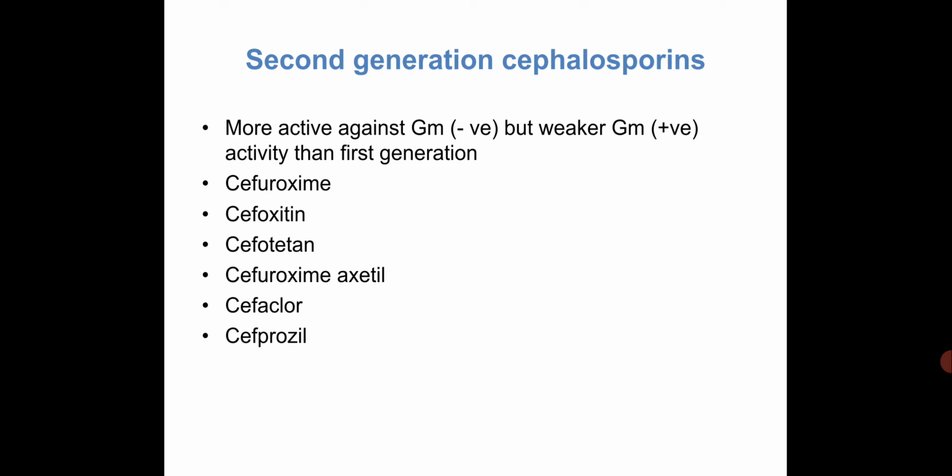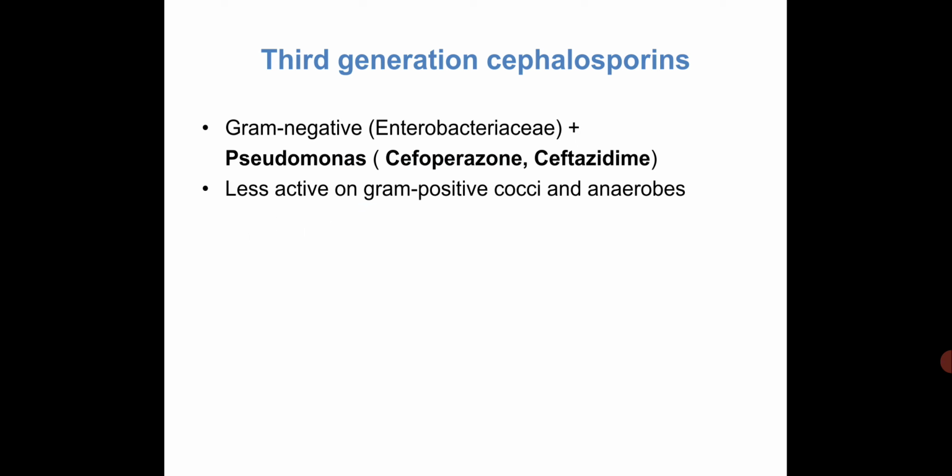Here we have cefuroxime, cefoxitin, cefotetan, cefuroxime axetil, cefaclor and cefprozil. This cefuroxime was previously useful in meningitis, but nowadays we have safer and better choices: cefotaxime and ceftriaxone, which are third generation cephalosporins. Cefoxitin and cefotetan also have some anaerobic activity, so they are effective in some anaerobic bacteria.